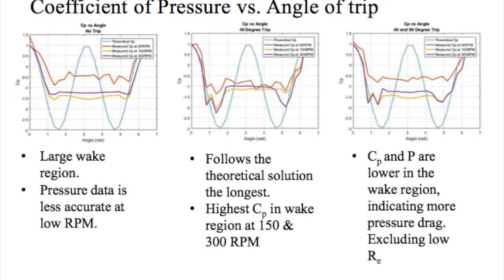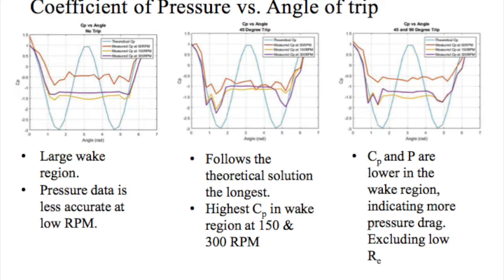These plots compare the effects of the trip condition at different RPMs. The colored lines correspond to different wind tunnel RPMs. Note the no trip graph on the left shows the flow separates much sooner. The absence of the fangs, which are the minimum peaks on the graphs, is evidence of this.